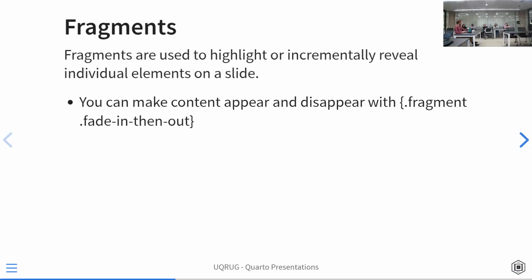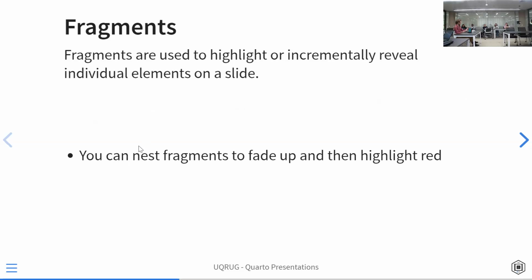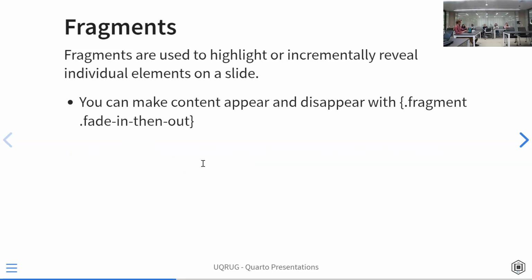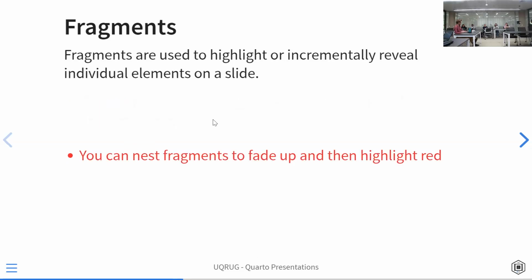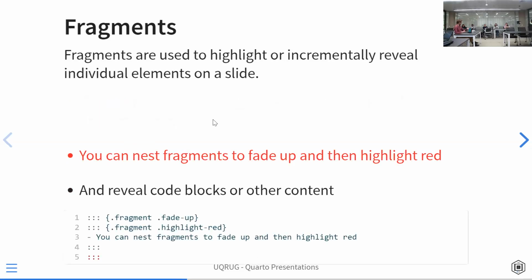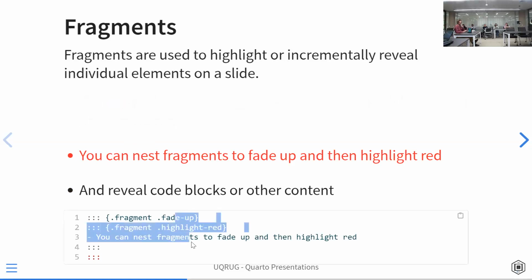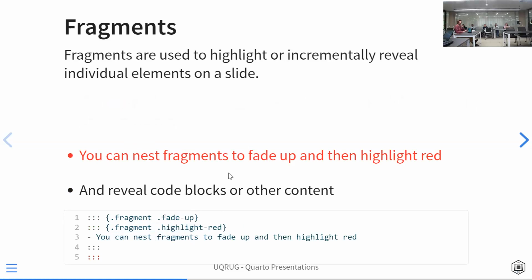But yeah, using fragments, you can then tag the fragment to do fancy animations like fade in and then fade out. You can make things fade up and then highlight red. And so this has got a tag like this where it says fragment, and then it just says highlight red, and it makes it do that. And you can also use it to reveal images and blocks of code and things like that. So this is the code that I've used on this page to create this section here.